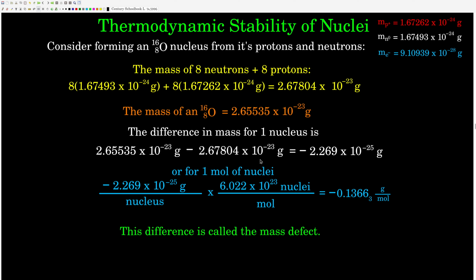So that means for 1 mole of oxygen-16 nuclei, the difference is negative 2.269 times 10 to the minus 25th grams per nucleus times Avogadro's number of nuclei per mole, which is negative 1.1366 grams per mole. That's something we can measure. This difference, for oxygen 16 or for whatever the nucleus is, is called the mass defect. By the way, you do not have to memorize any of these masses. I will give them to you when you need them.